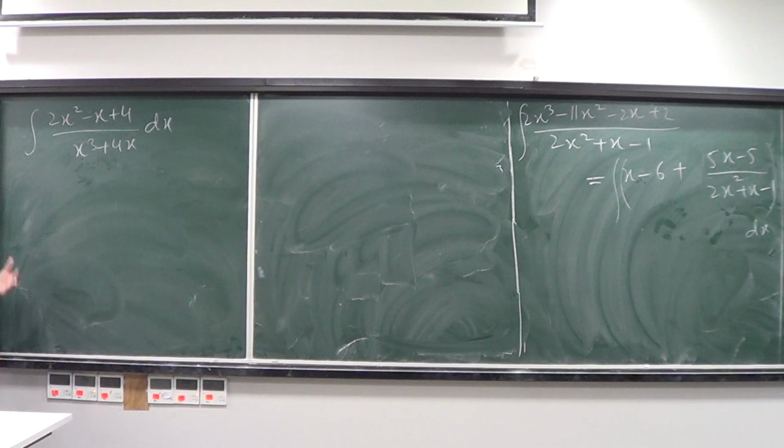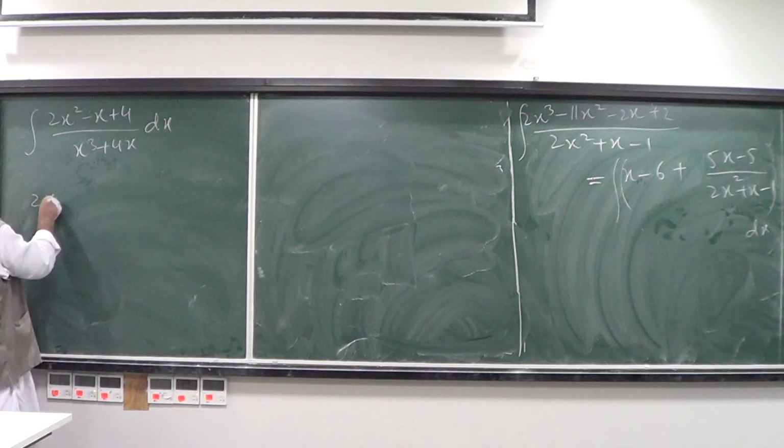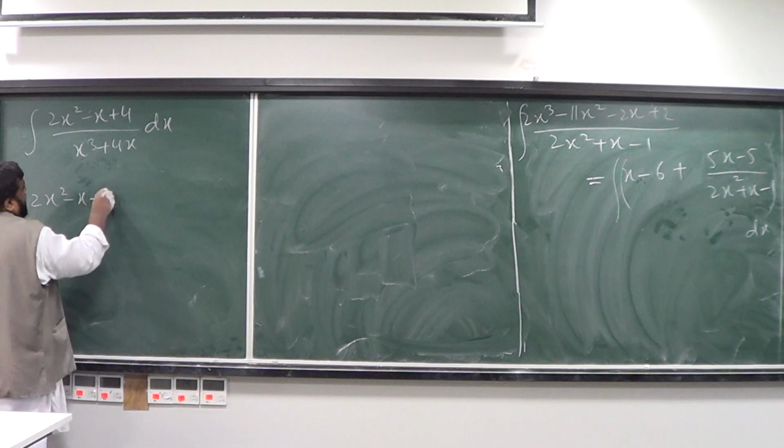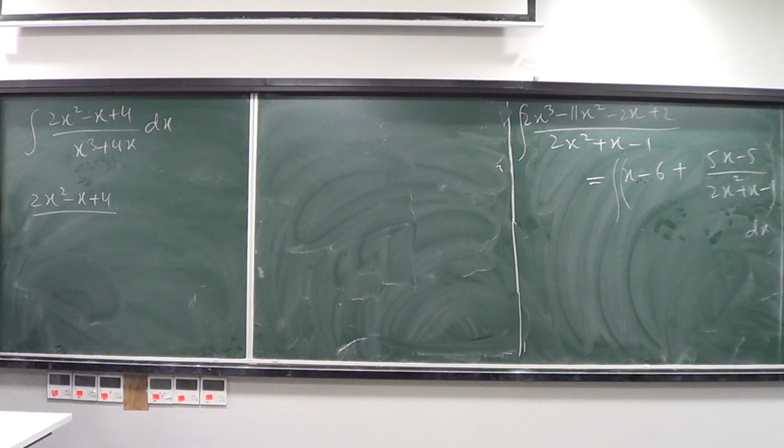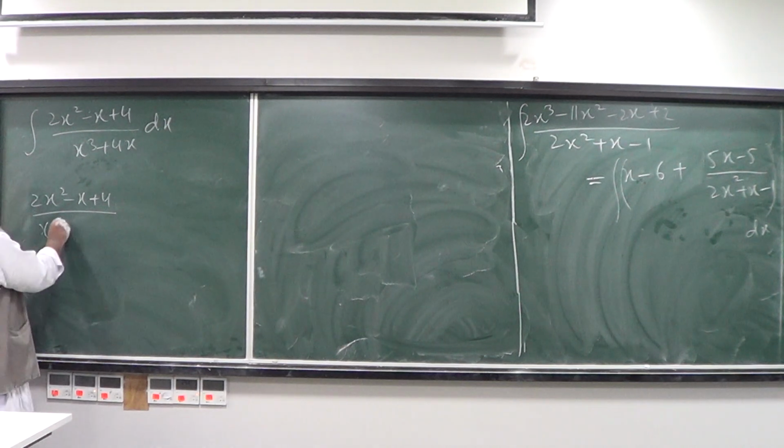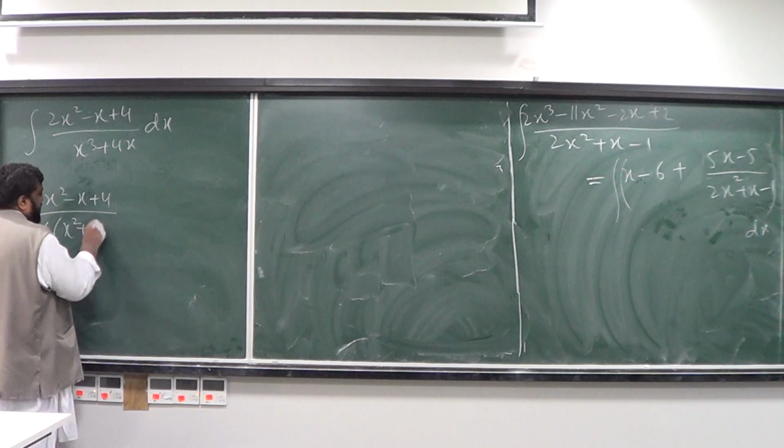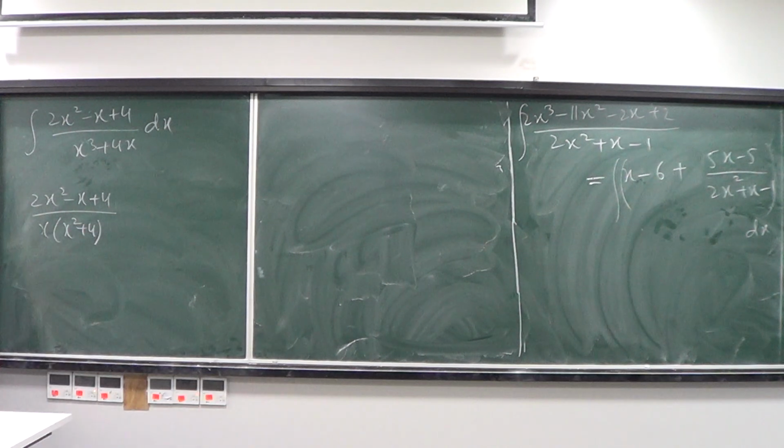So what should we do? Try to simplify it through partial fractions. So let's take 2x square minus x plus 4, and factorize the denominator. What is the obvious factorization of the denominator? It's x times x square plus 4.